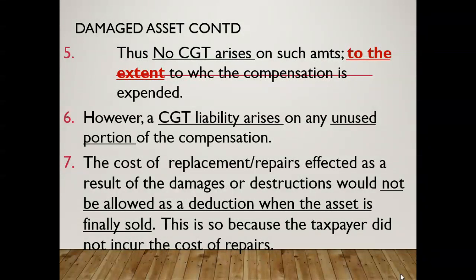Thus, no capital gains tax arises on such amounts to the extent to which the compensation is expended. So we treat it the way we treated rollover reliefs yesterday. Let's say the compensation is 500, but you spend 300. Then we say there is no capital gain arising on the 300. That's why we say it is to the extent to which the compensation is expended. However, a capital gains tax liability arises on any unused portion of the compensation.